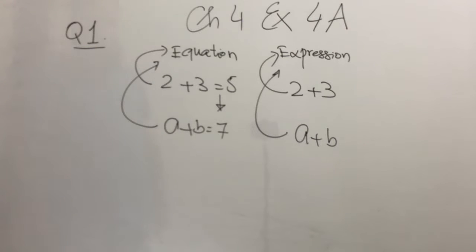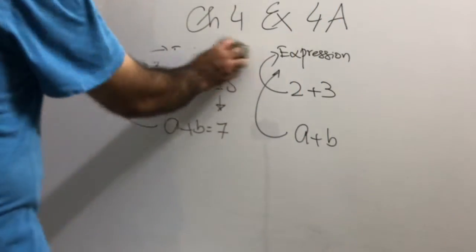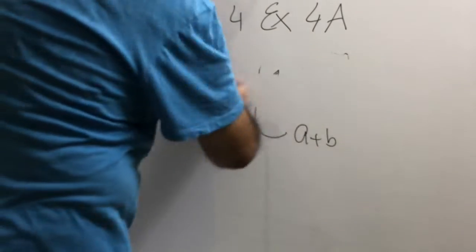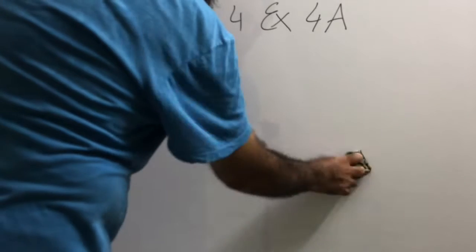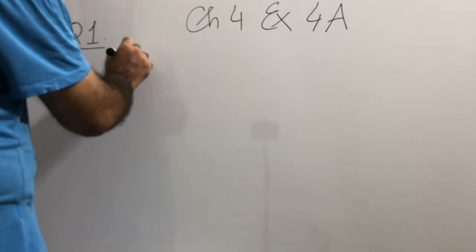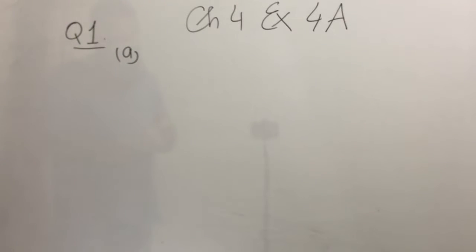If you find that in the statement of the question an equal sign is already given, that will be an equation. If no equal sign is given in the statement, that would be an expression. Okay, this was a basic introduction to the difference between equation and expression. So we'll start from question 1. Write down an algebraic expression for each of the following statements.